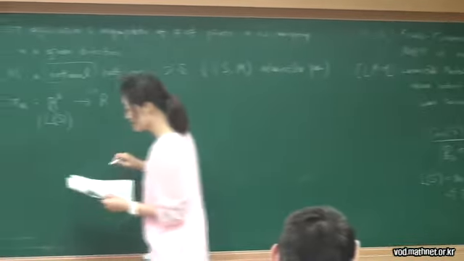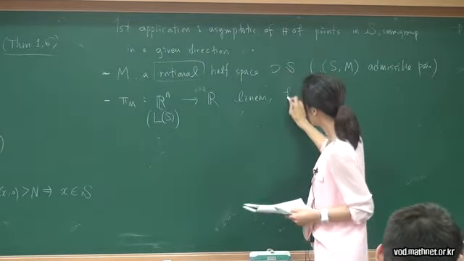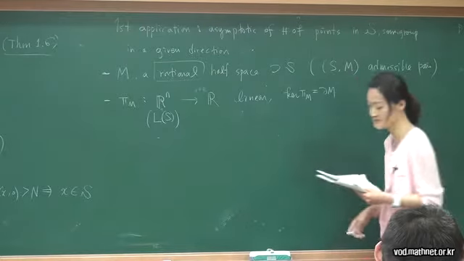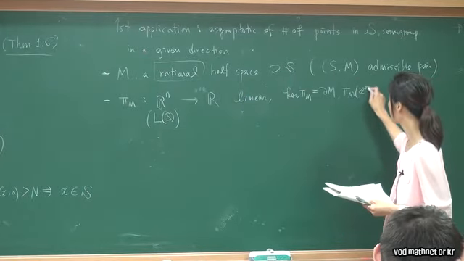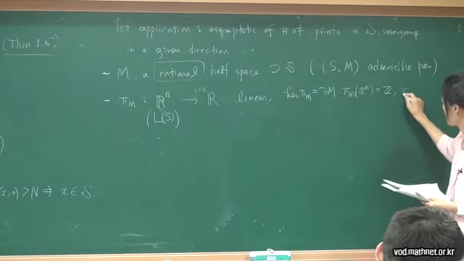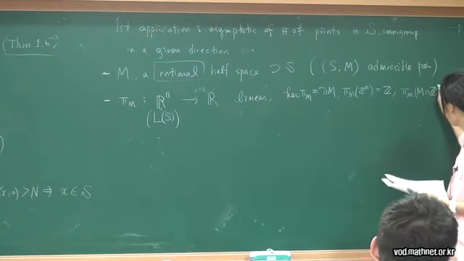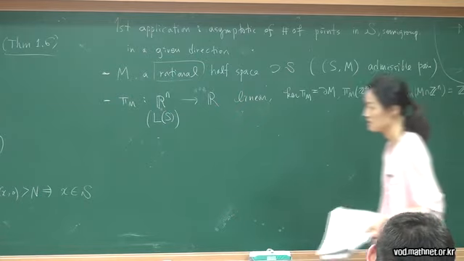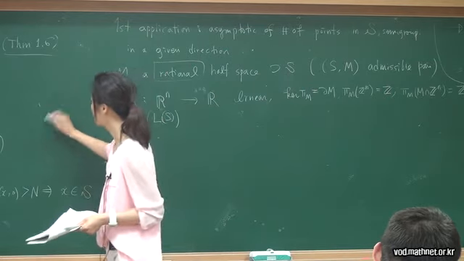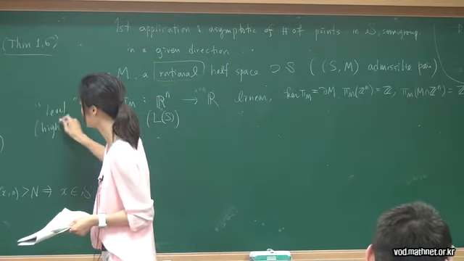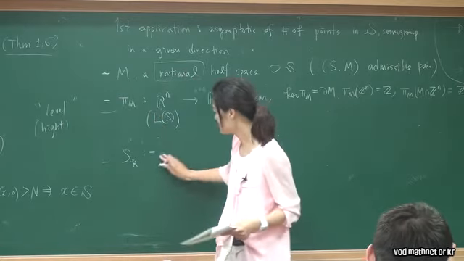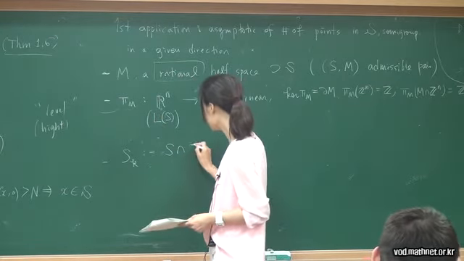Okay, so now it's a linear function. The kernel of pi M is just the boundary of M. I'm just formalizing everything for the height. This is the level function, or some people call it the height function. And now we denote by S_k the number of lattice points, I'm sorry, the number of points in S on the level k.